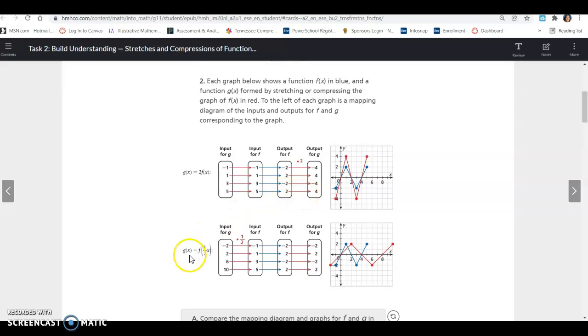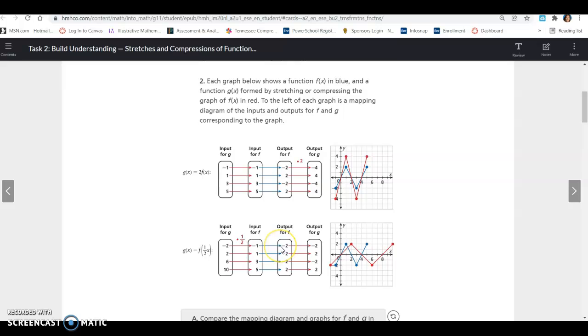Okay? All right, so g of x equals f of, in parentheses, half x. Okay, remember there's a difference when it's inside the parentheses here. So this is going to change the input values instead of the output values. All right, so the input values of g are here. And then if we multiply the input by 1/2, we get the output values. And we can see that 5 is half of 10, 3 is half of 6, etc. So these are just each 1/2 of this.